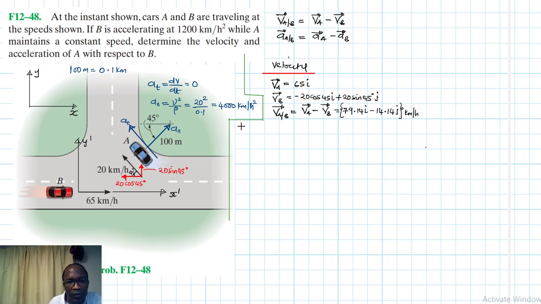So what do we have? We have the VA stroke B x component equal to 79.14 i, and then the y component equal to negative 14.14. So these are the quantities that we have.